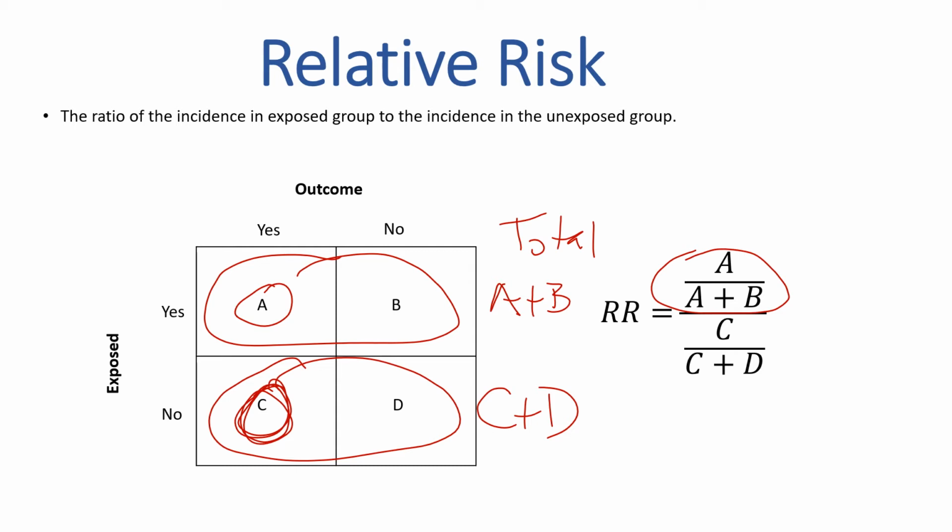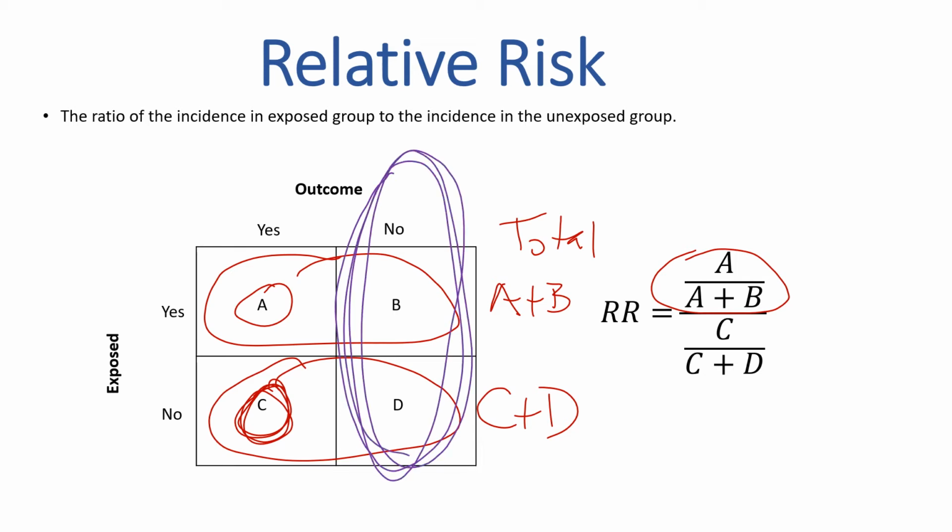One more thing that I'm not going to test you over, but I just want you to think about it. If you have a very low incidence or prevalence of a disease, then your no-outcome column, this one right here, is very high compared to the yes part, and relative risk is very close to odds ratio.